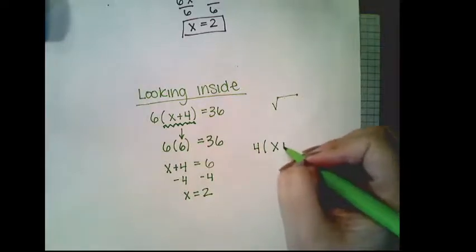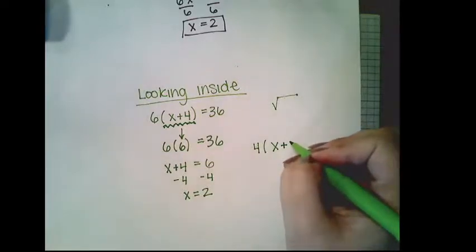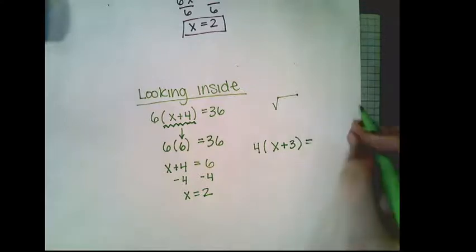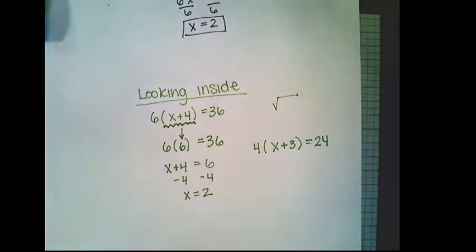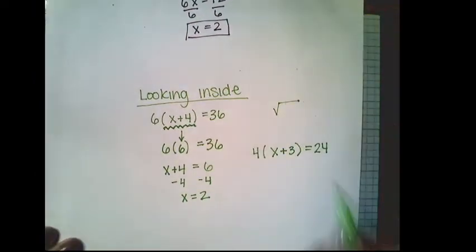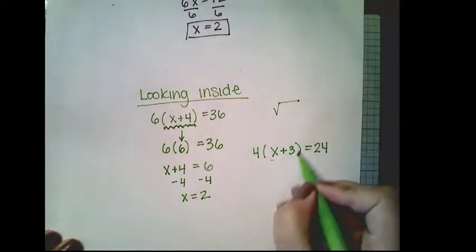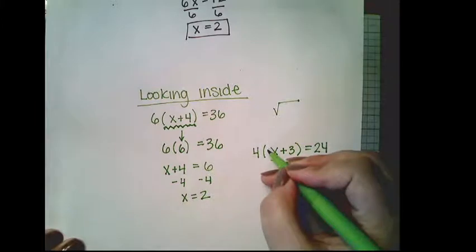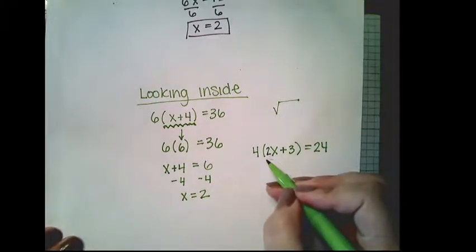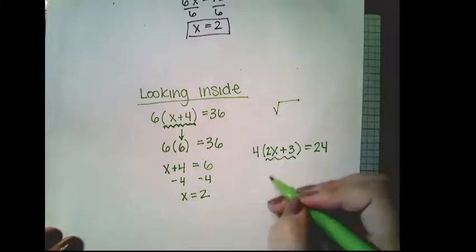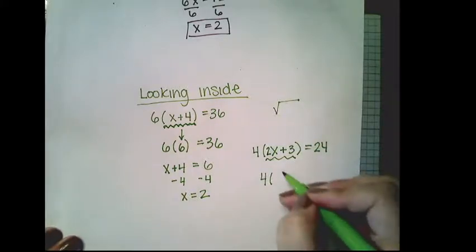So I'm going to show you one more just because this looking inside is a little bit confusing. X plus 3 equals 24. So if we look inside, we replace this whole parenthesis. I'm going to change this a little bit. 2x plus 3. We're going to replace this parenthesis with a blank one.